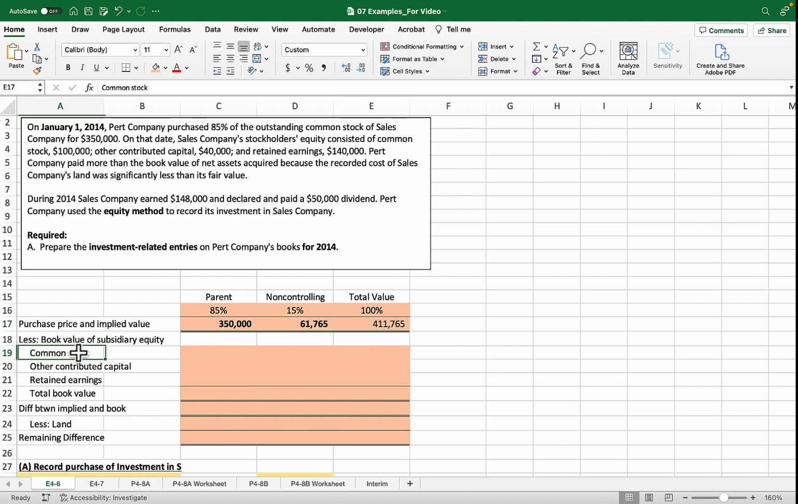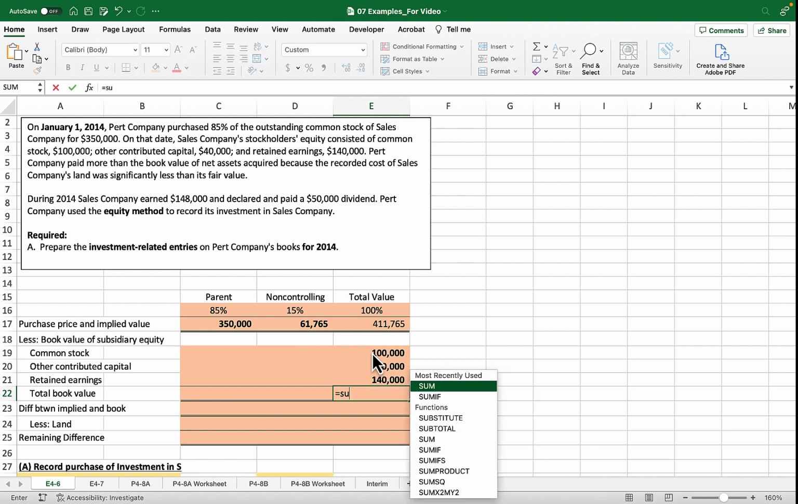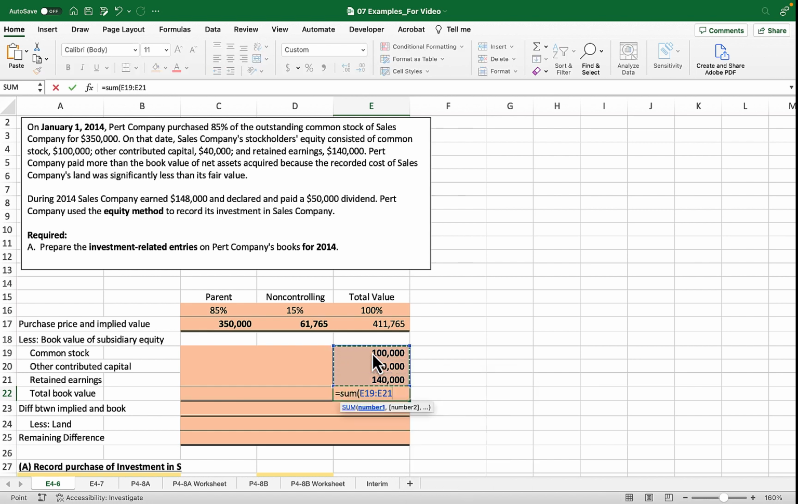To do that, we are going to calculate the book value by adding up all of the equity accounts. This subsidiary had 3 equity accounts on the date of acquisition: common stock, other contributed capital, and retained earnings. So we're going to list them all. Common stock on the date of acquisition was $100,000. Other contributed capital was $40,000. And retained earnings was $140,000. We're going to add those up, and we get a total book value of $280,000.